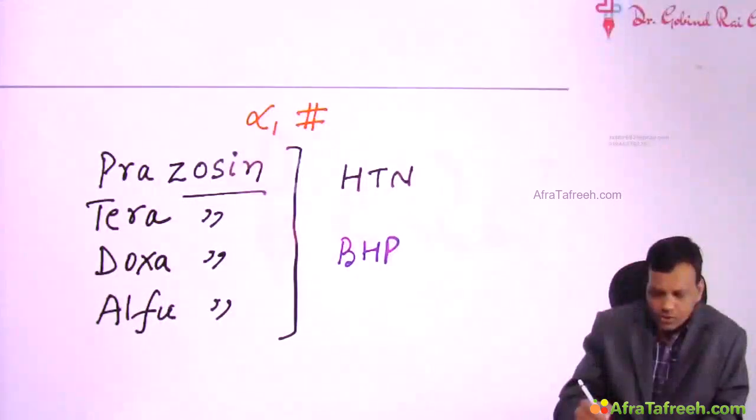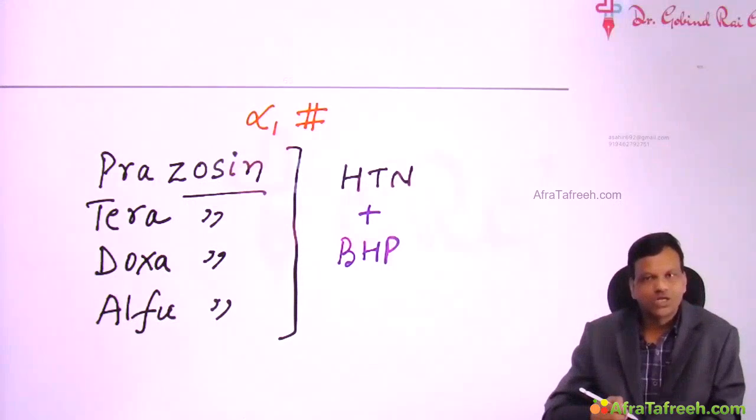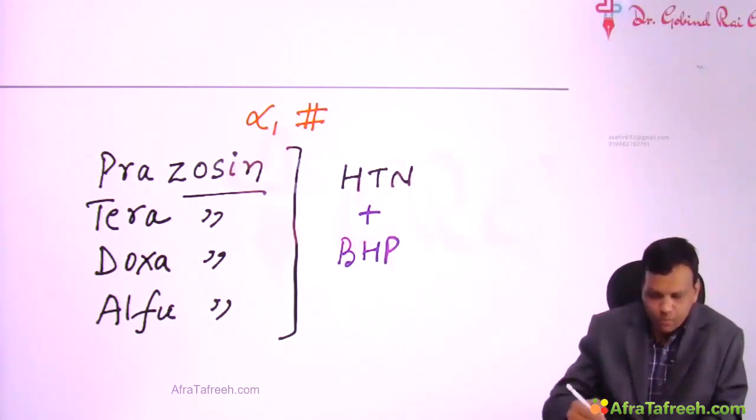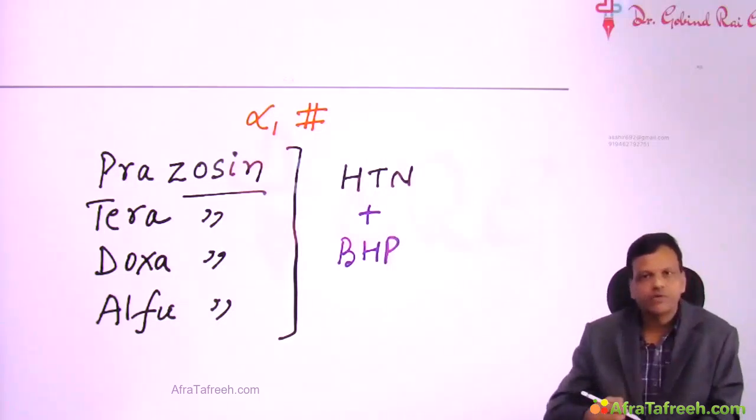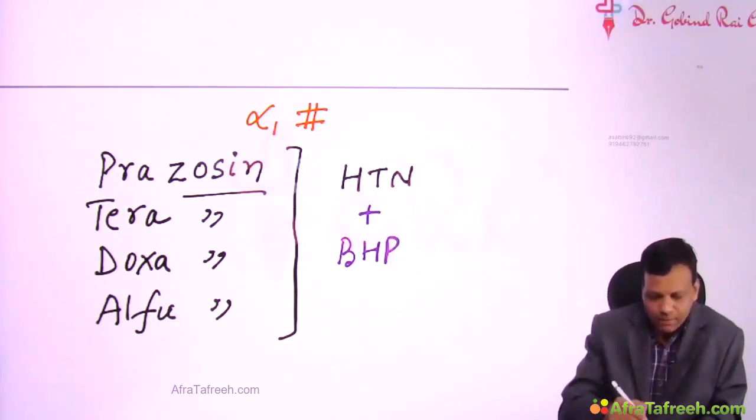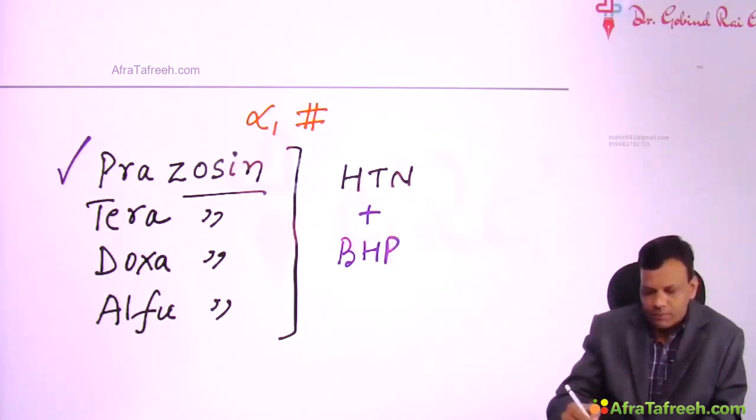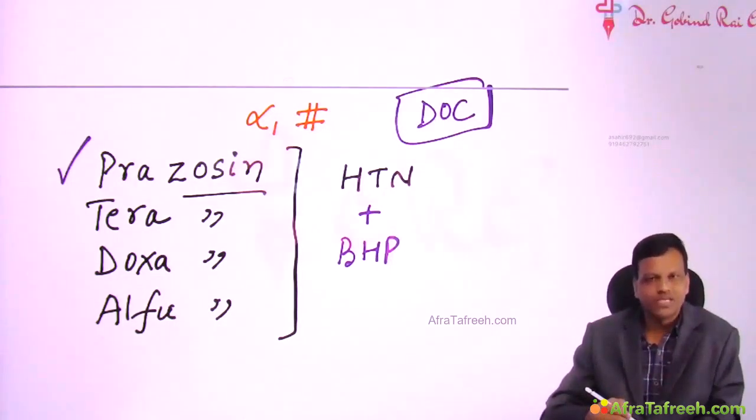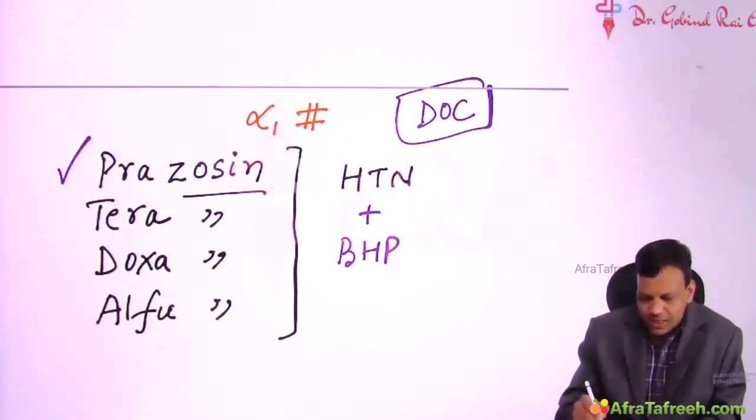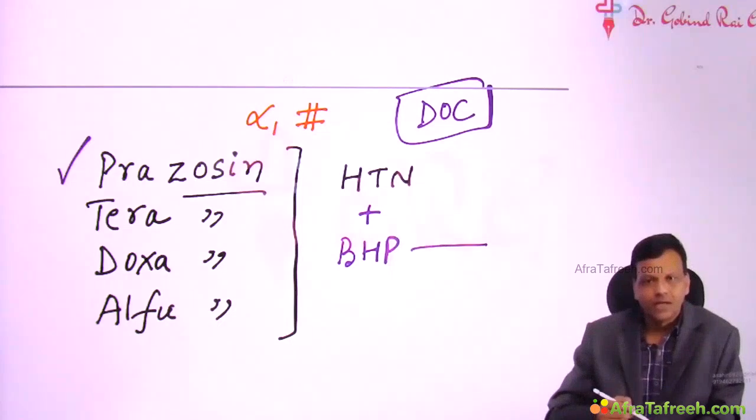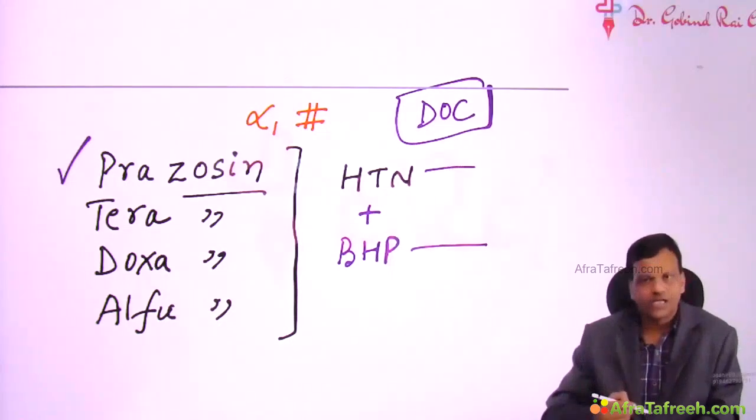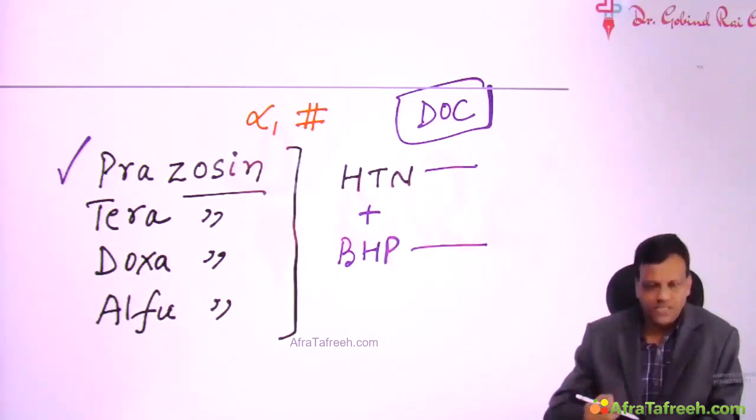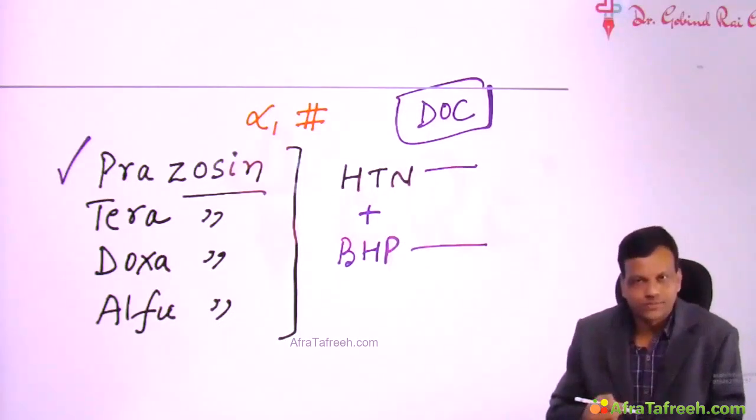So alpha 1 blockers are used in hypertension. Alpha 1 blockers are used in BPH also. If a person has both of them, then a single drug will treat both. That's why alpha blockers like prazosin are the drug of choice in a patient having both hypertension and BPH. A person with hypertension plus BPH, the drugs of choice are the -osins. Remember, both of them are likely to coexist because BPH is mainly a disease of elderly males, and elderly males are likely to have hypertension also. So if both are present, then the drug of choice is an -osin.